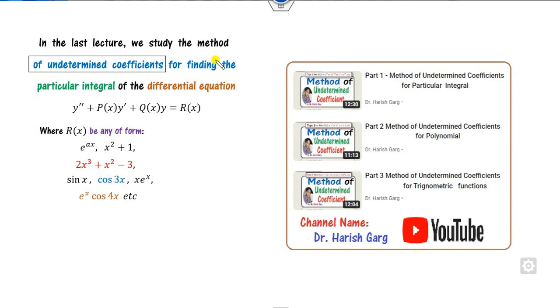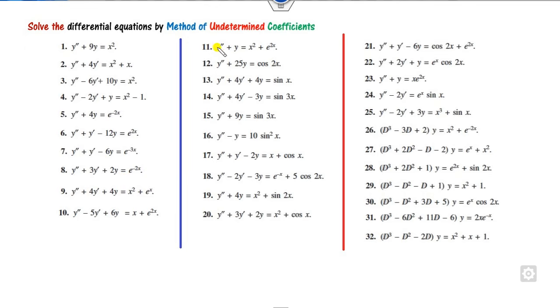What we discussed in our last lecture, we described the method of undetermined coefficients for solving the differential equation, where r of x is of exponential form, or polynomial, or trigonometric nature. All these previous lectures are available on my YouTube channel Dr. Harish Garg. We saw these 32 examples in our last lecture.